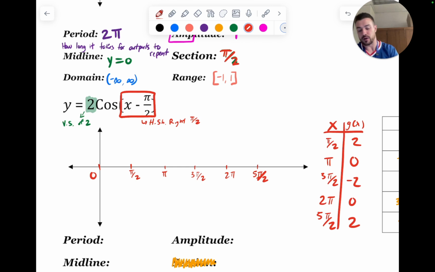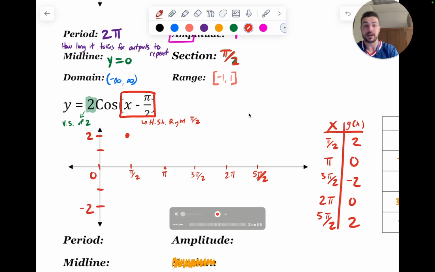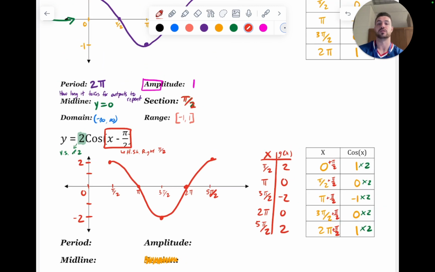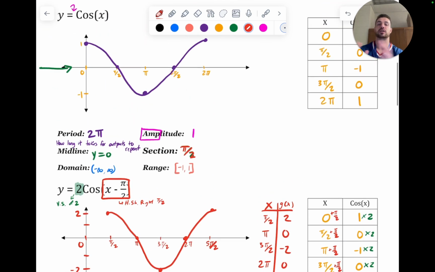All right, and now our range is going to be a little bit different this time because we're going to go all the way up to 2 and then all the way down to negative 2. And I just will plot my points. So we've got pi over 2, comma 2, pi, comma 0. We have 3 pi over 2, negative 2, 2 pi, 0, and then 5 pi over 2, 2. As we can see here, this basically looks the same as our other graph, except we are stretched a little bit vertically and we're actually shifting it to the right, which should make sense given the transformations that we listed.